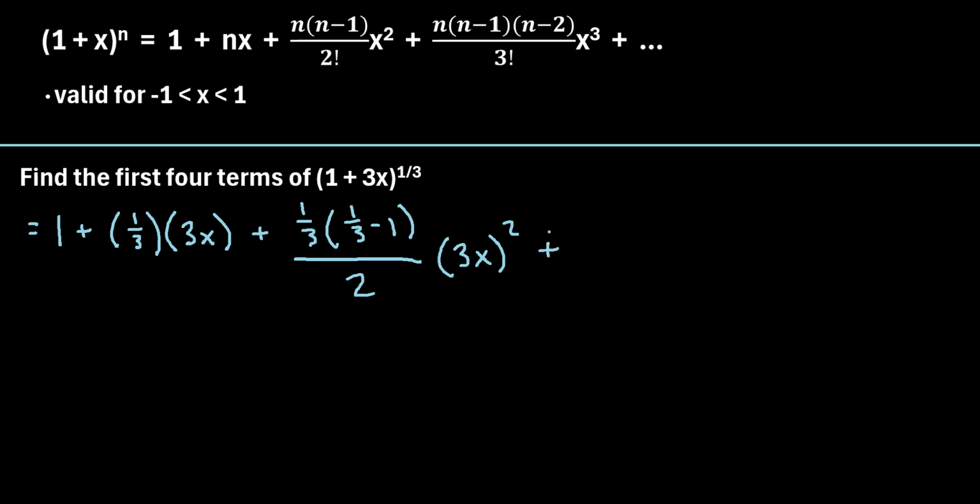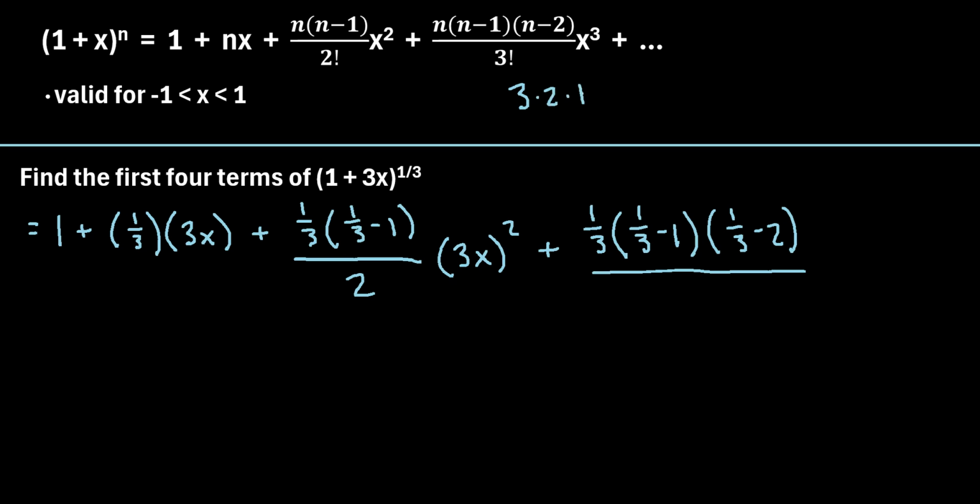Our fourth term will be, we have n, so the fractional exponent of 1/3. So let's write 1/3 times (n - 1), so 1/3 - 1, times (n - 2), so 1/3 - 2, and that's all over 3 factorial. 3 factorial is just 3 times 2 times 1. So 3 times 2 is 6 times 1 is still 6, so we can write a 6 right here. Times x cubed. Remember x, that's the second term in the binomial, which is 3x. So we'll say times (3x) cubed.